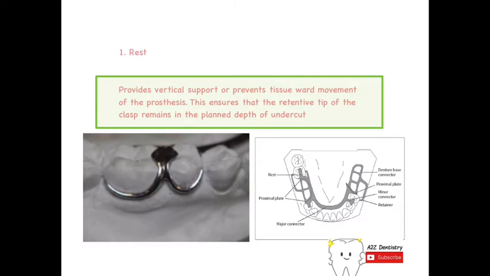Without a rest, all the forces will be delivered along the clasp itself. Okay, and that will lead to defects in our clasp arm. It may even lead to fracture. Therefore we need a rest so that it can act as a vertical stop, resist some of the vertical forces and deliver them to the tooth. This is the main function of the rest.